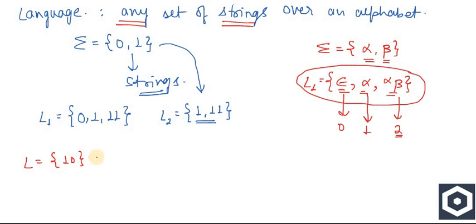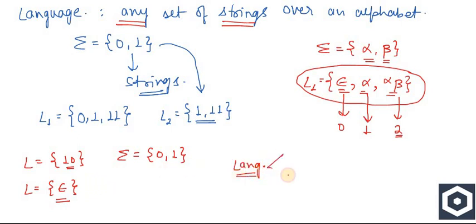You can tell me that this is a language in which there is only one string, that is 1, 0, and the alphabet seems 0, 1. So the alphabet is 0, 1, and this language has only one string, that is 1, 0. If I give you this, what will you tell me? You will tell me that this is a valid language with only one string, and the length of that string is 0.